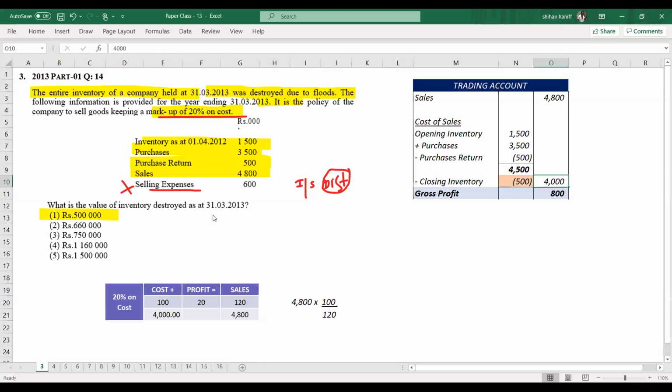So by preparing a trading account, you can easily calculate the answer. One of the key points here is gross profit or markup margin calculation. I have done several sessions on this. If you have more doubts, you can go through those videos uploaded on YouTube. I will share them after the session. Any other questions, any doubts? Okay, so let's move to the next question.